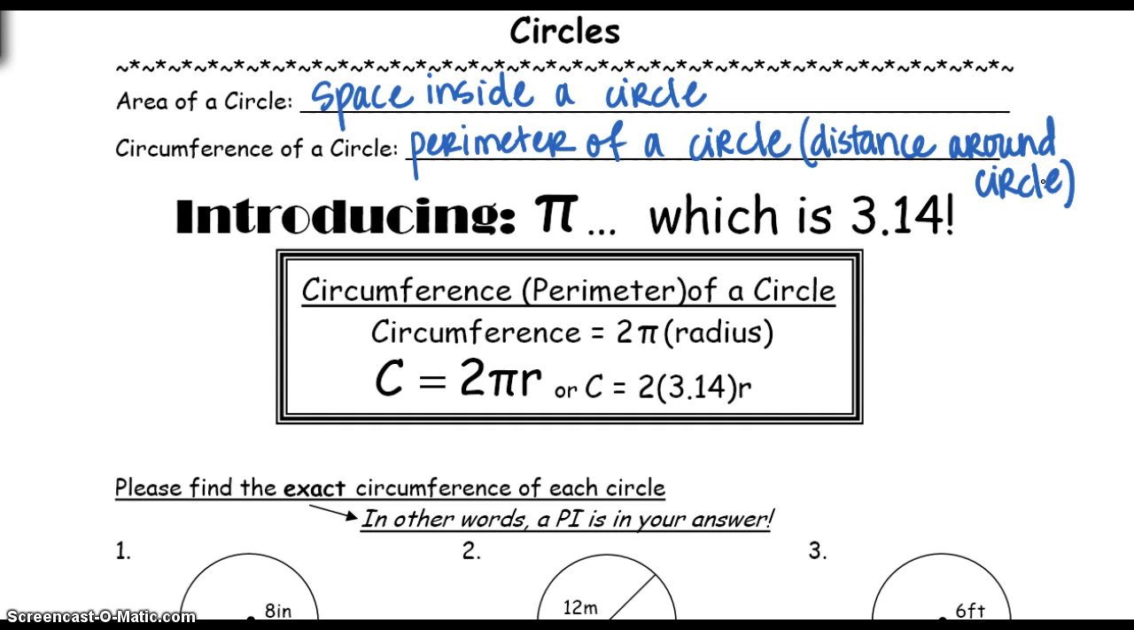Okay, so we've got the area inside, and then we're also going to find the perimeter of the circle, which is called the circumference. So we're going to talk about pi today. It's 3.14, which is right here on your screen. I'm going to actually use exact measurements in this set of notes, so you're not going to have to use 3.14. I'm just going to use pi and leave it at pi.